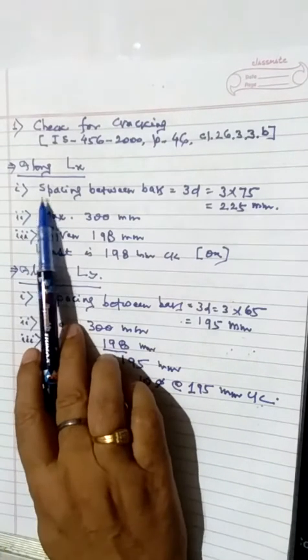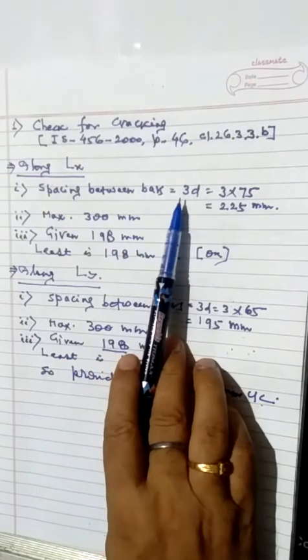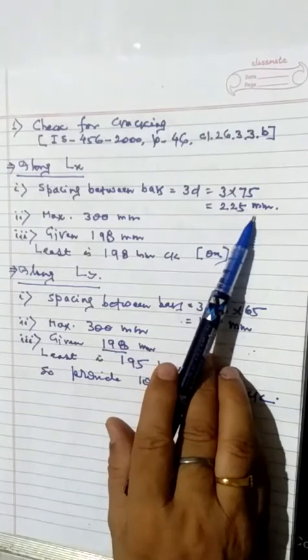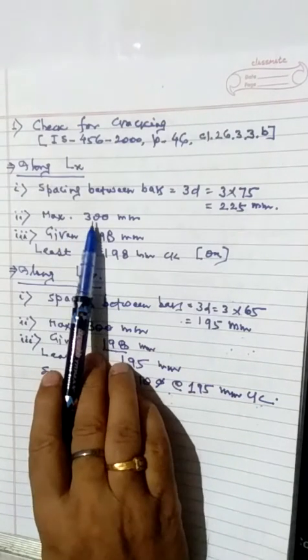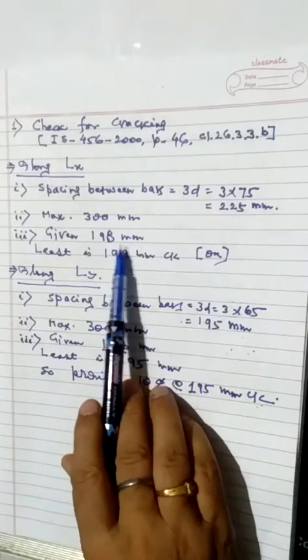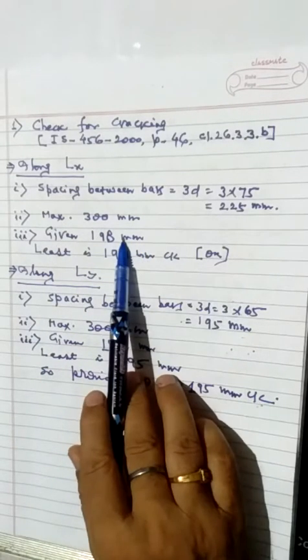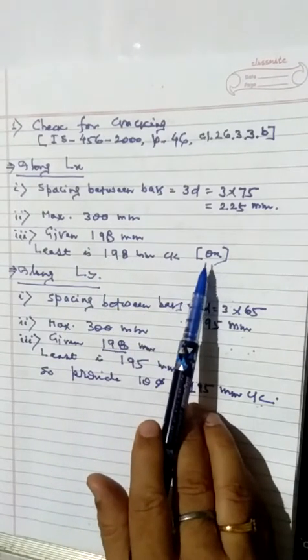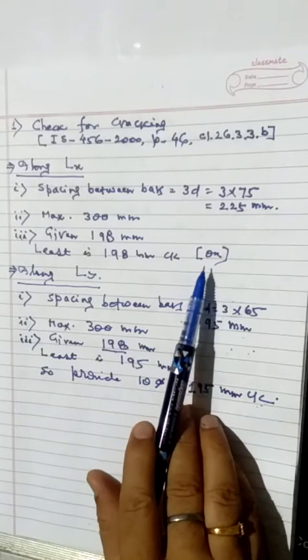So the first option is the spacing between bars should be 3d, that is 3 into 75, 225 mm. Maximum 300 mm is allowed, and the spacing given in this problem is 198 mm. So out of these three, the smaller value is 198 mm center to center. So what has been given in this problem is okay.